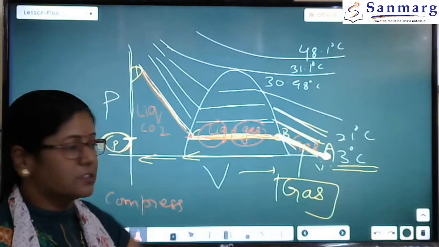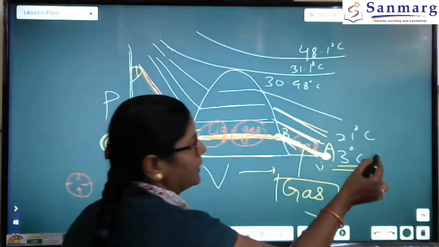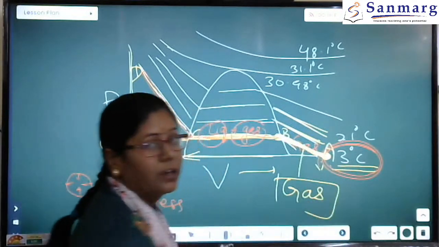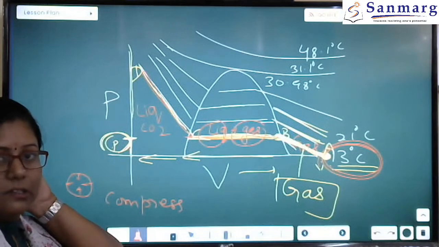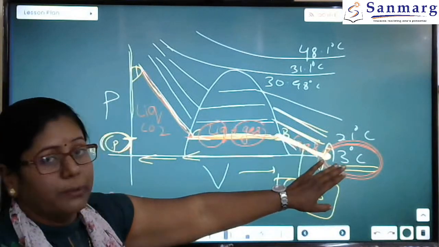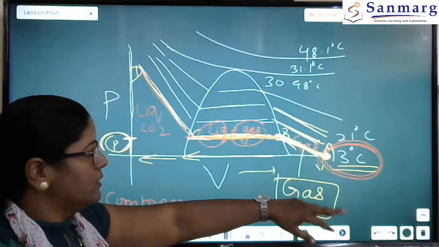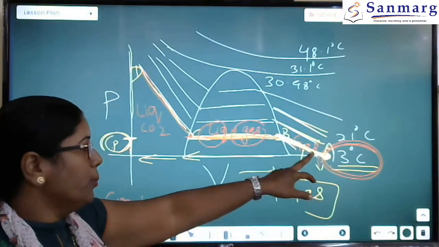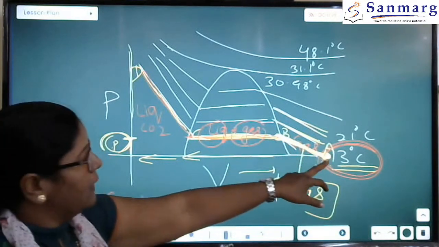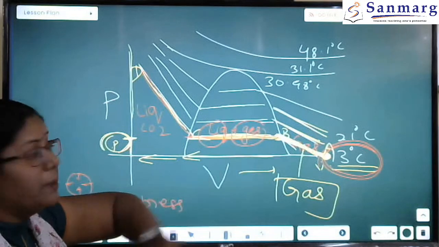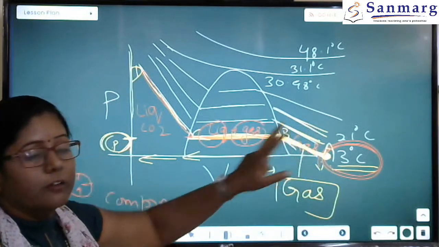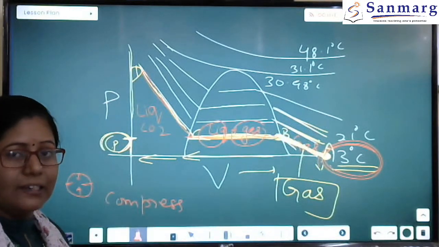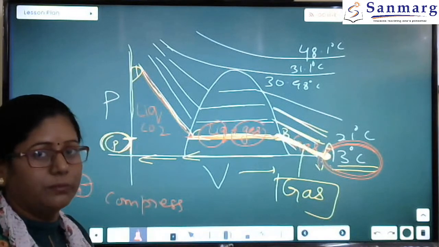13 degrees Celsius temperature we are talking about. Temperature is fixed here, 13 degrees Celsius. When we fix the temperature at 13 degrees Celsius, we keep reducing the volume. In part AB you get carbon dioxide existing in gaseous state.